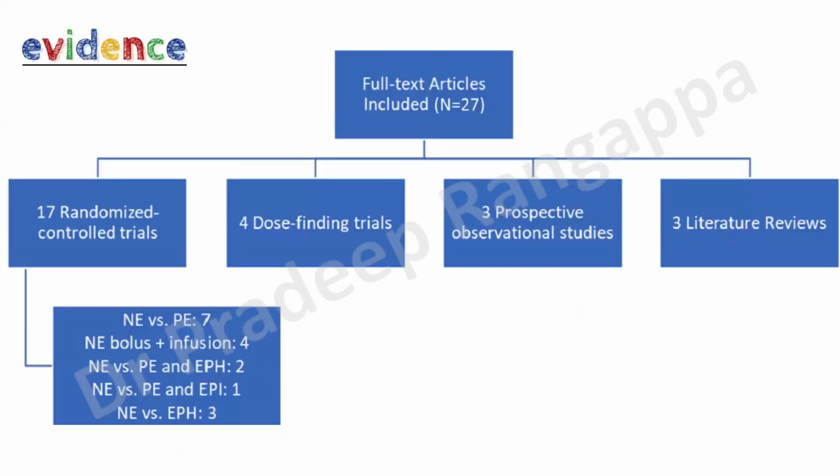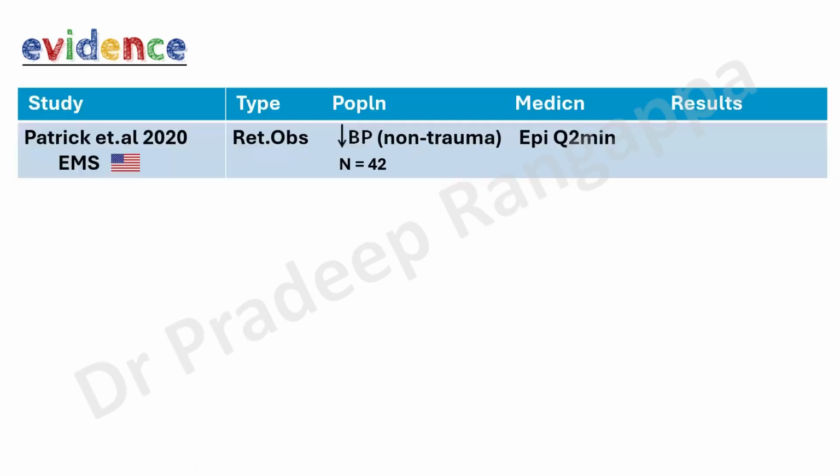So when you look into the evidence, there is a whole lot of it. As you see, there are 17 RCTs, 4 dose finding trials, 3 prospective studies and 3 literature reviews. And here you can see there is a good body of evidence with regards to norepinephrine compared to phenylephrine and norepinephrine compared to epinephrine, and so on. So we look briefly at the evidence that has been built comparing one over another. Very briefly, we'll talk about the key articles on whether push dose vasopressors are helpful. I've taken just the recent studies.